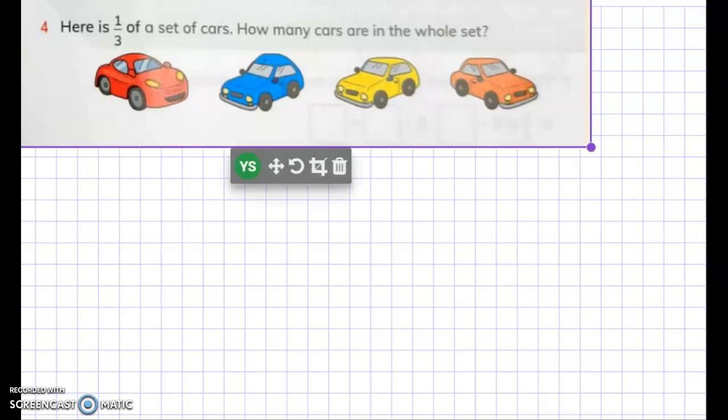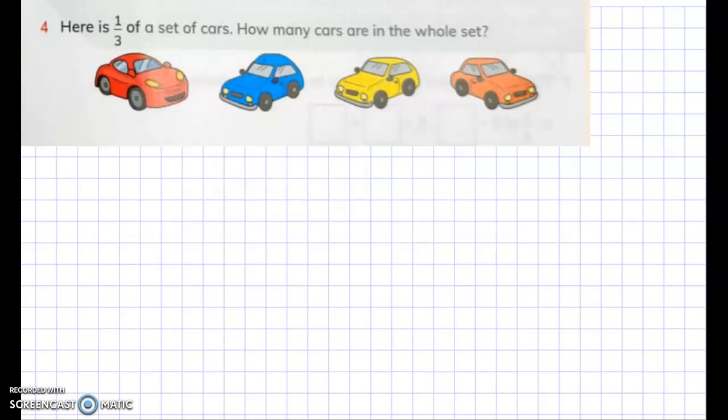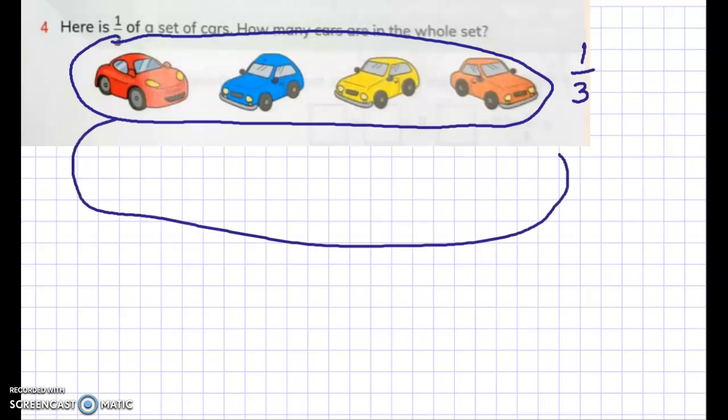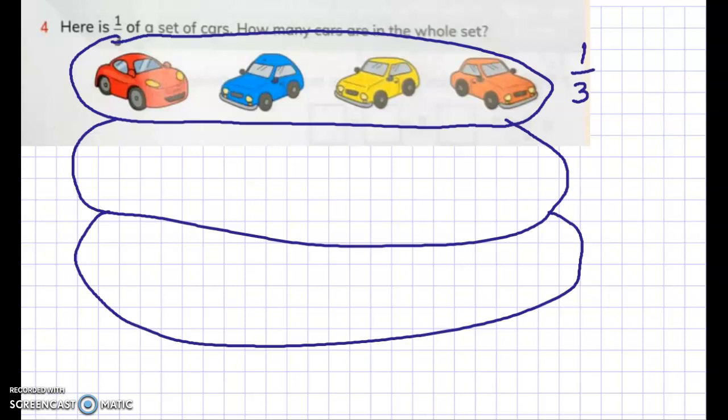Okay, here is 1/3 of a set of cars. How many cars are in the whole set? It actually means that all the 4 cars here are in a group, and this is only 1/3. It means that there are another 2/3 and 3/3 in the whole set.